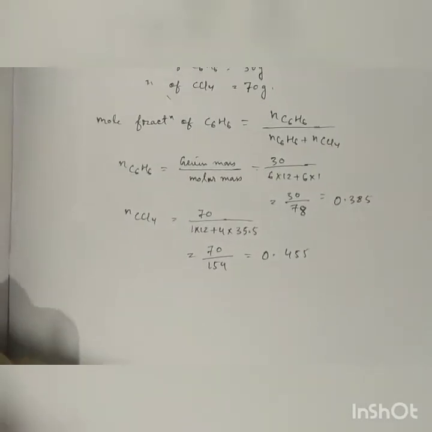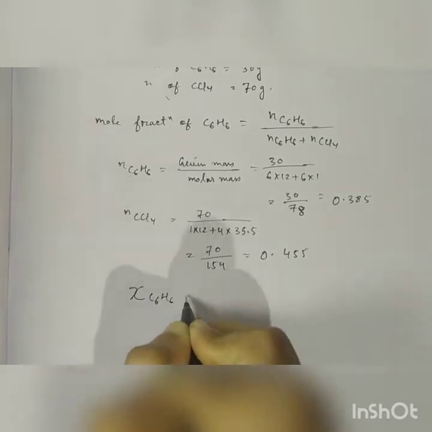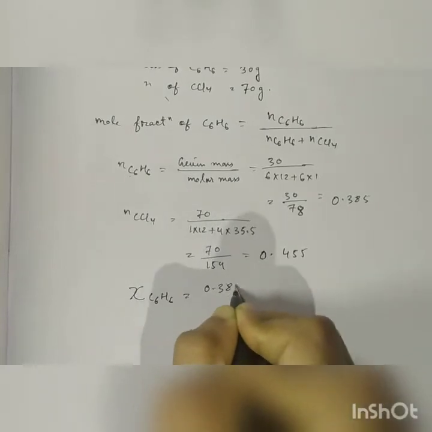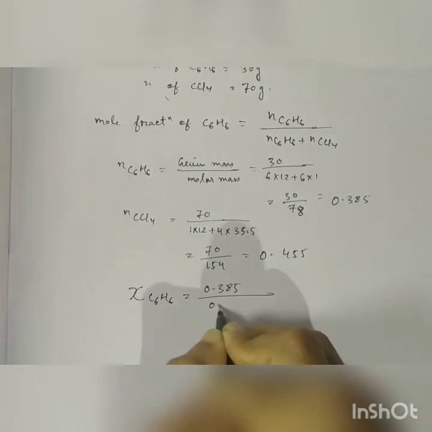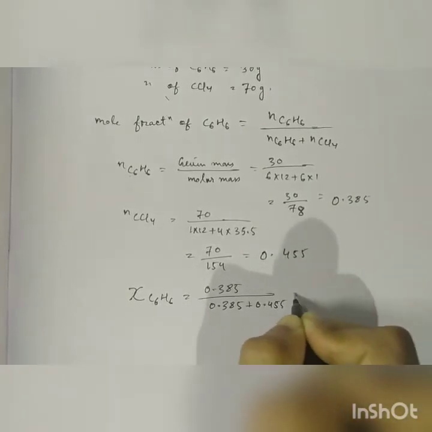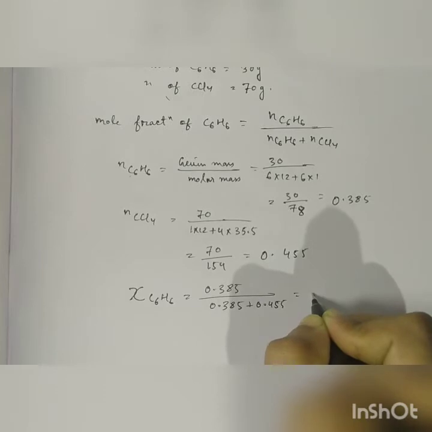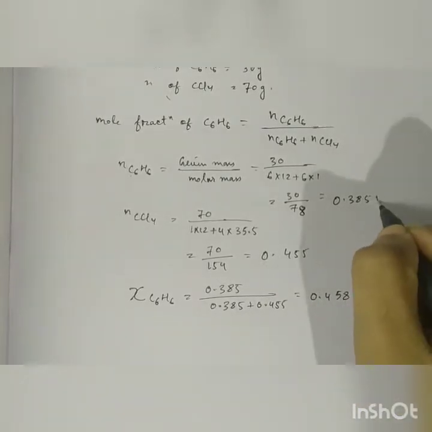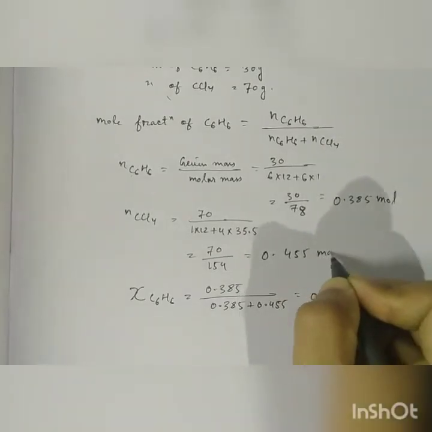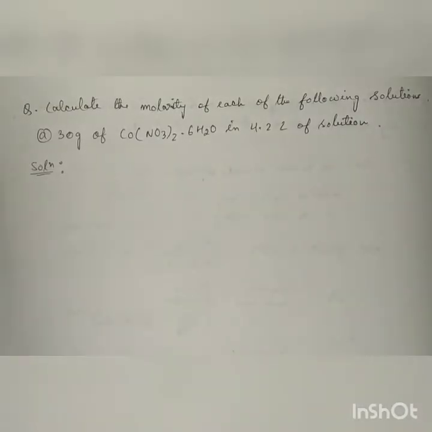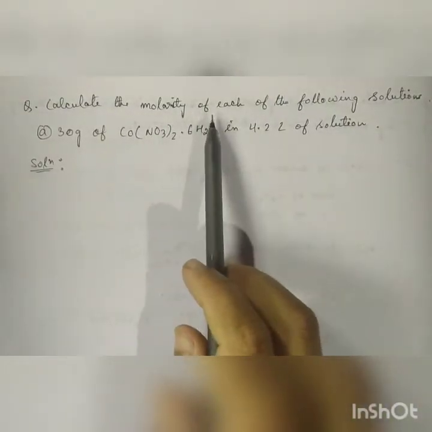Mole fraction is also denoted by this symbol. So the mole fraction for C6H6 will be, the value of n(C6H6) is how much? 0.385 divided by 0.385 plus 0.455, and this will be 0.458. You can also give the unit mole. Ultimately this mole will be cancelled out.